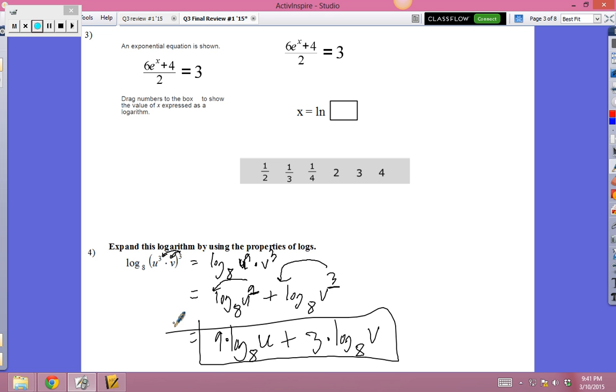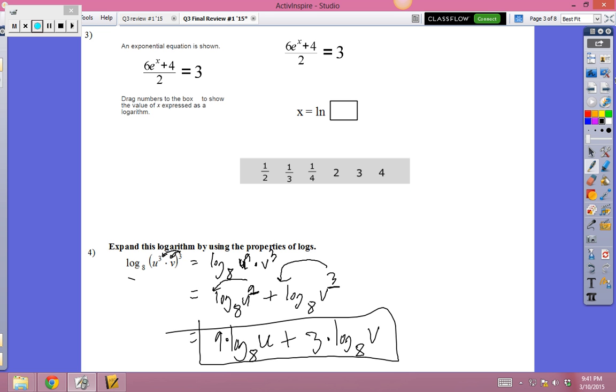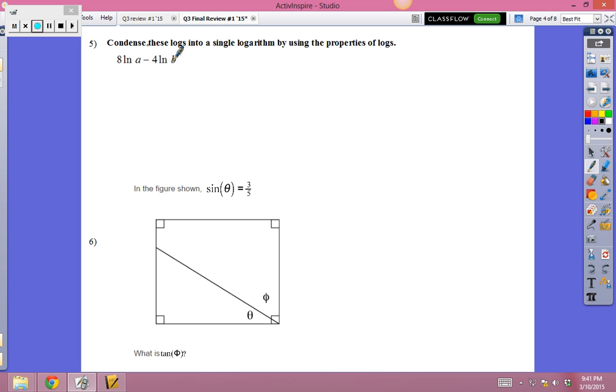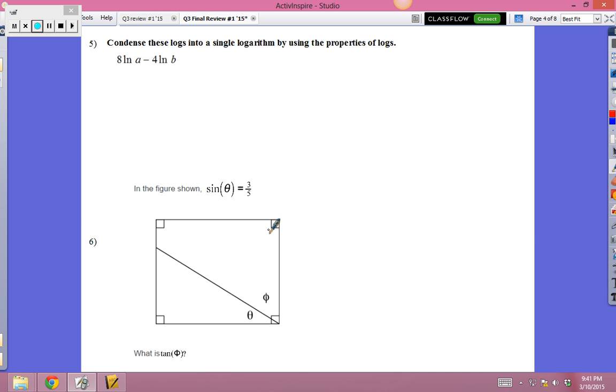And that is 2 logs that are the exact same as this one single log. And now let's go the other way around. Let's take these 2 logs and let's condense them into one single log. So let's go totally backwards.